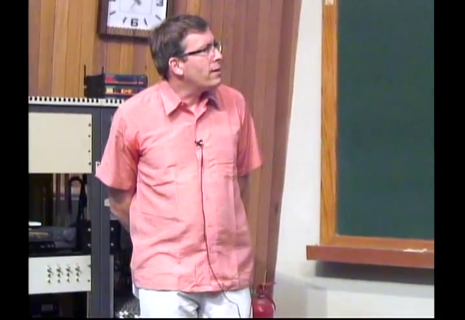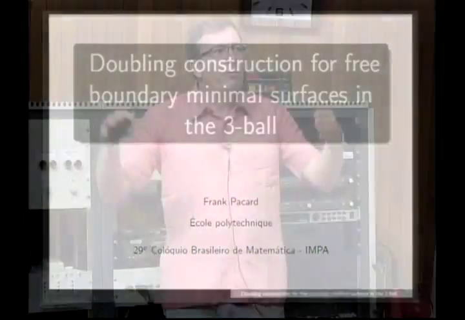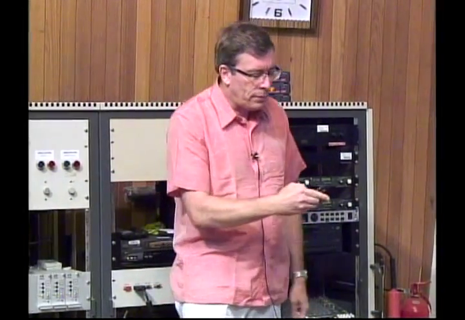Thank you. So I'd like to thank the organizers for giving me the opportunity to talk here. And so I will talk about some doubling construction for minimal and constant mean curvature surfaces. To start with, I will give you an overview of what I mean by doubling construction, and then I will explain how this can be used to construct minimal surfaces in the three-ball that meet the boundary of the unit sphere at right angle.